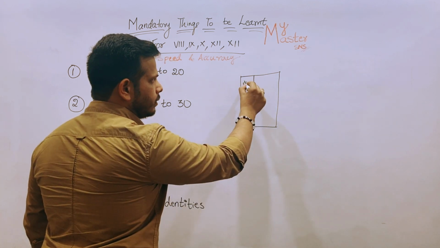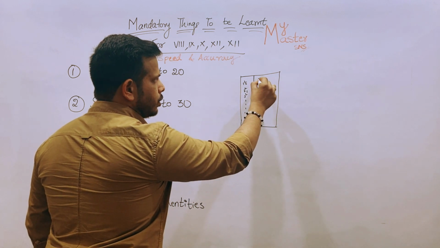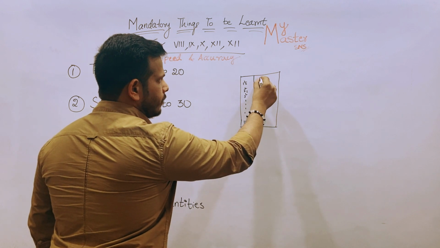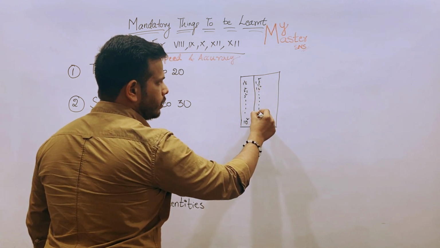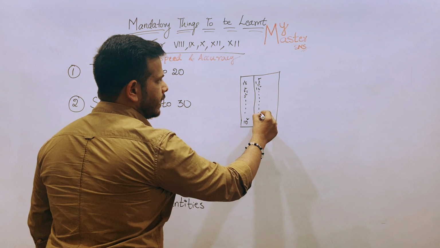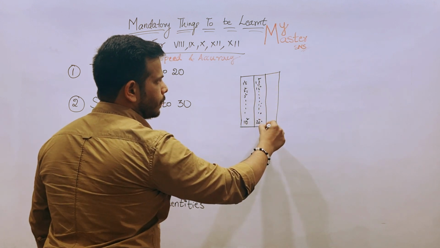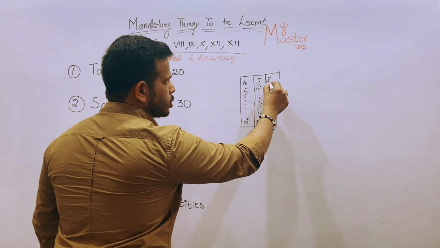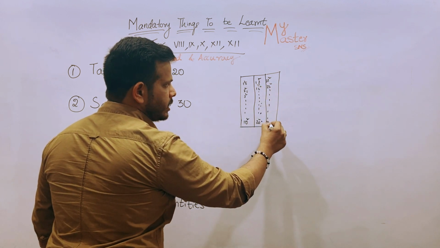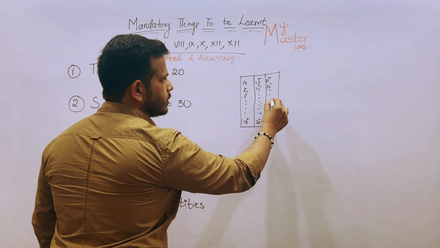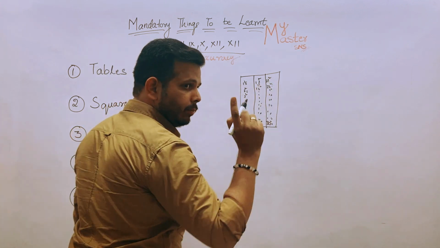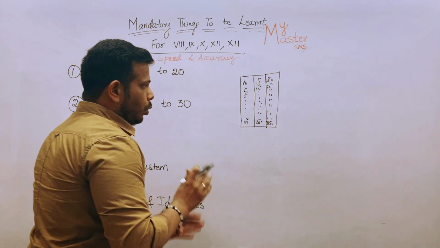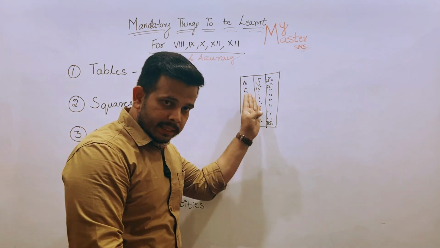write the answers here. Next, 11 square, 12 square, and so on, 20 square, write the answers. 21 square, 22 square, and so on, 30 square, write the answers. Hope you can write them. I did not write here, correct? So you have to write them.